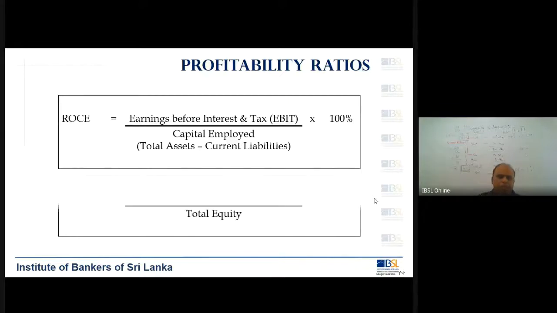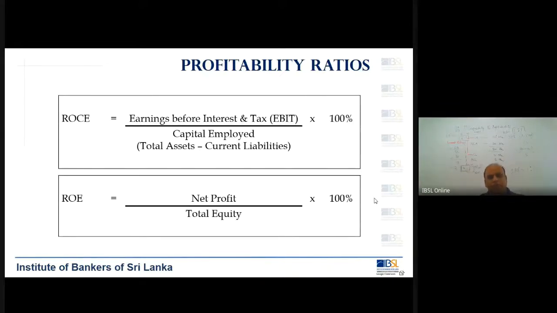Now the next set of ratios is slightly different. There we say return on capital employed and return on equity. Let me first take return on equity. Return on equity is very straightforward again, where you divide the net profit by the total equity. What do you mean by net profit? You know that is the ultimate result of your P&L, and total equity is the total capital and reserves that you have in your business.